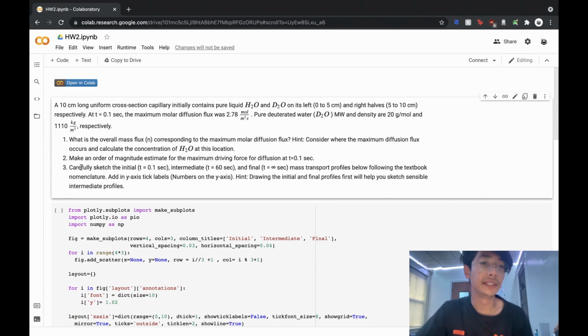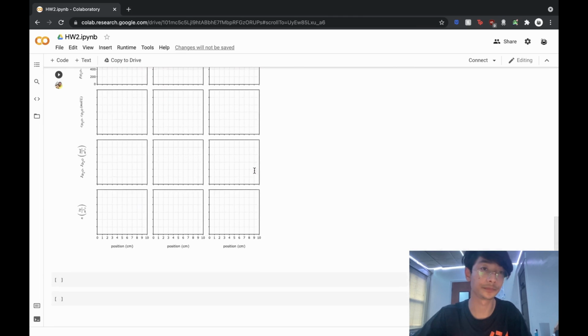All right, let's take a look at the third and final question that we have for us today. It's asking us to sketch the initial, which is at the time of 0.1 seconds, the intermediate at the time of 60 seconds, and the final at the time of infinity seconds of the mass transport profiles that are given in the textbook. One thing to clarify here is that when it says t equals infinity seconds, what it basically means is that the system has achieved equilibrium. So let's take a look at all the graphs that we're supposed to plot.